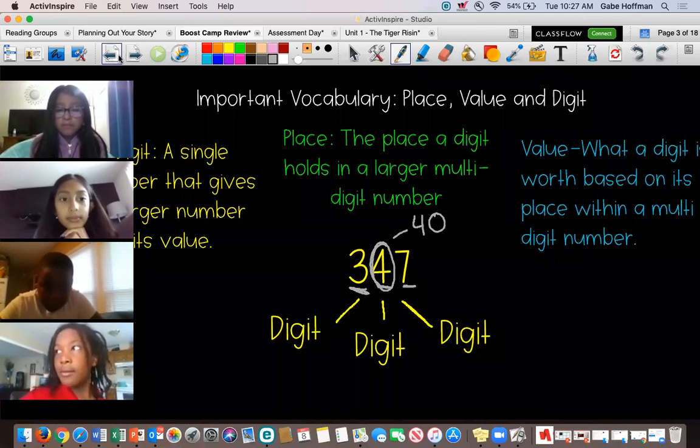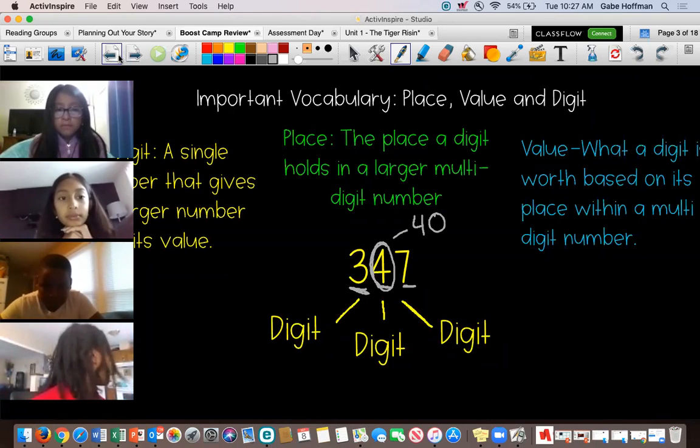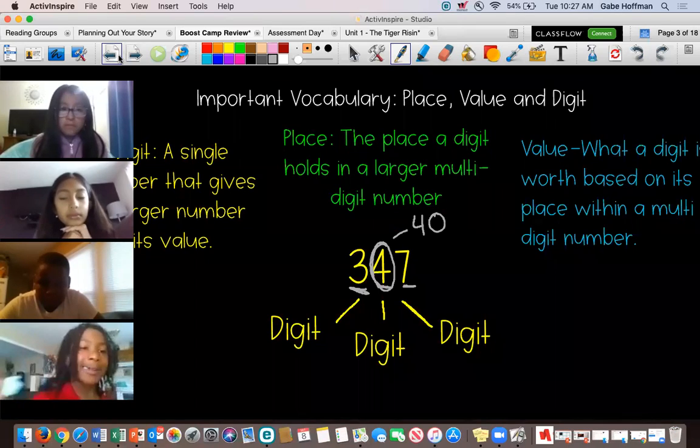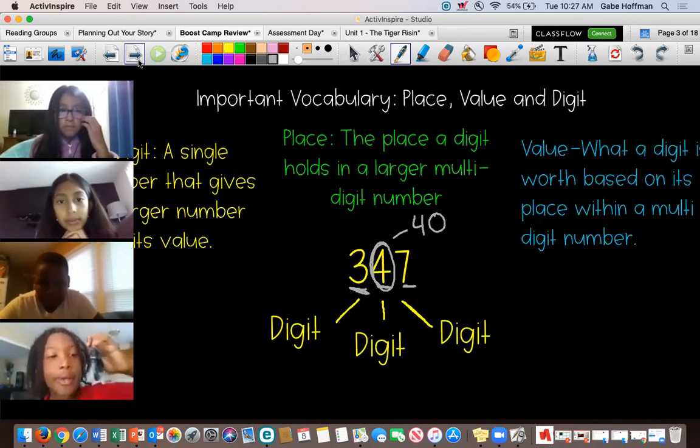I want to add one more thing to what Ms. Weibel said, and that's that it's really important to understand the difference between place and value. So place is where the digit is in the number, and the value is what it's worth based on its place. So the place is what actually tells you the value. You know what the value is based on where the digit is in the number, where its place is.